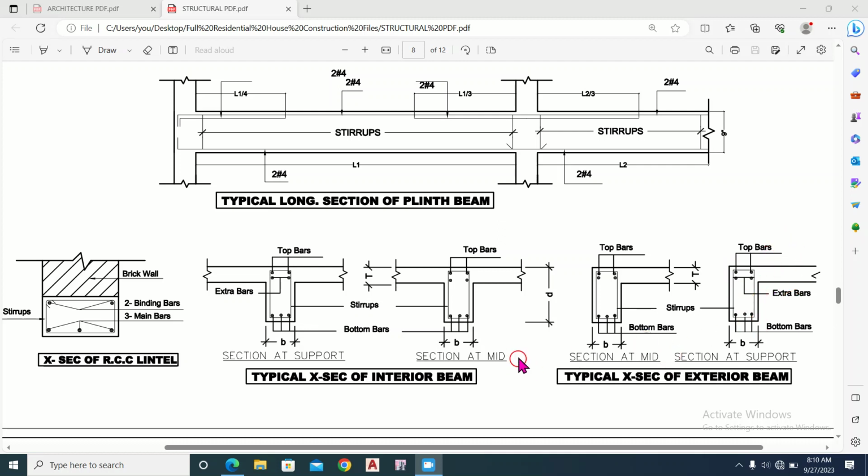So this was all about the details of the different beams that have been provided in the building that we have studied in the previous videos.